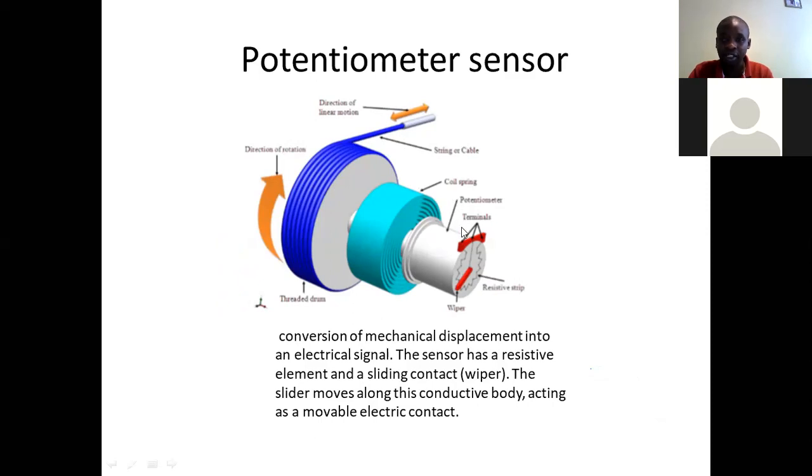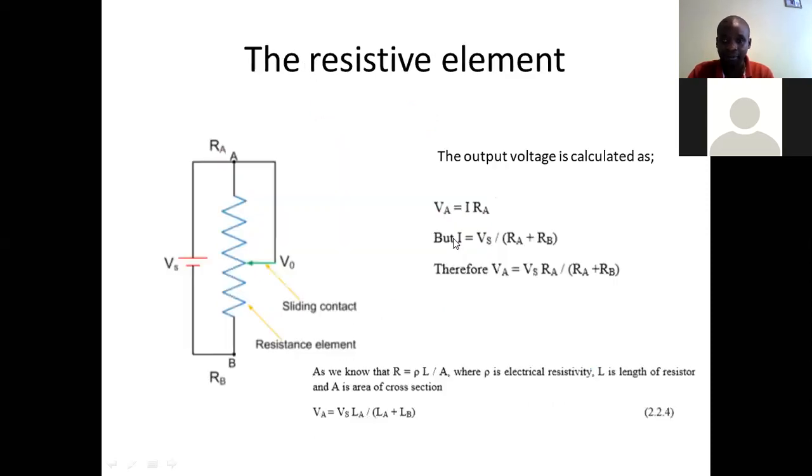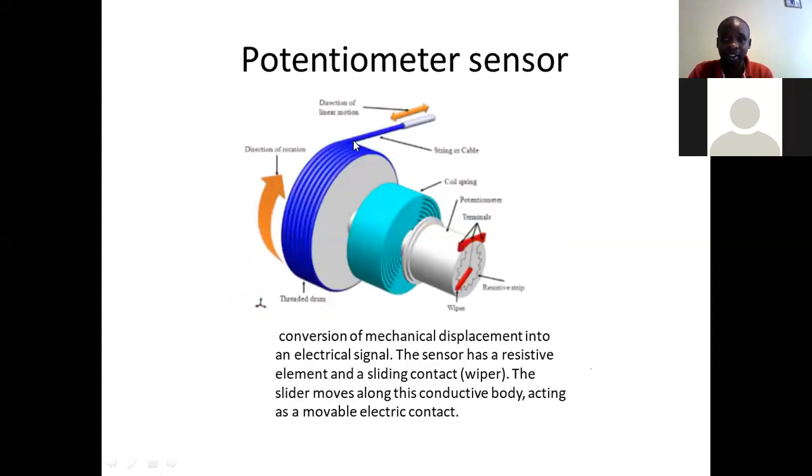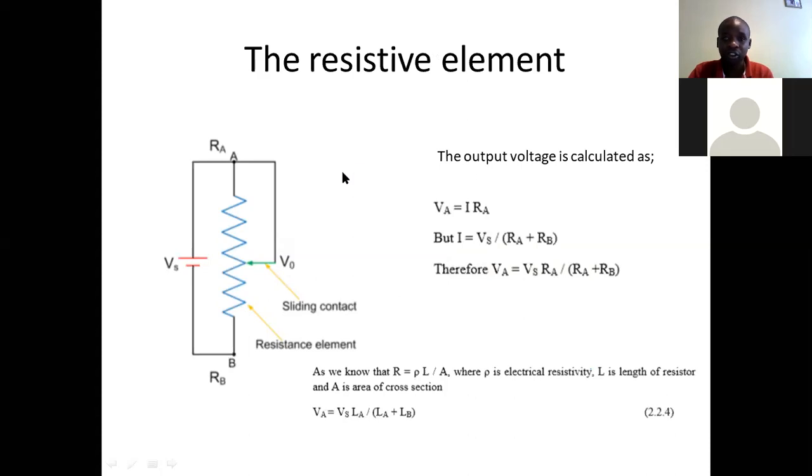So we want to look at especially the potentiometer part. The potentiometer part has a voltage applied to it, a voltage source, and then it has a resistance element here at point A and at point B, where now the output voltage is going to be tapped. So the change in displacement is going to be converted into a voltage output.